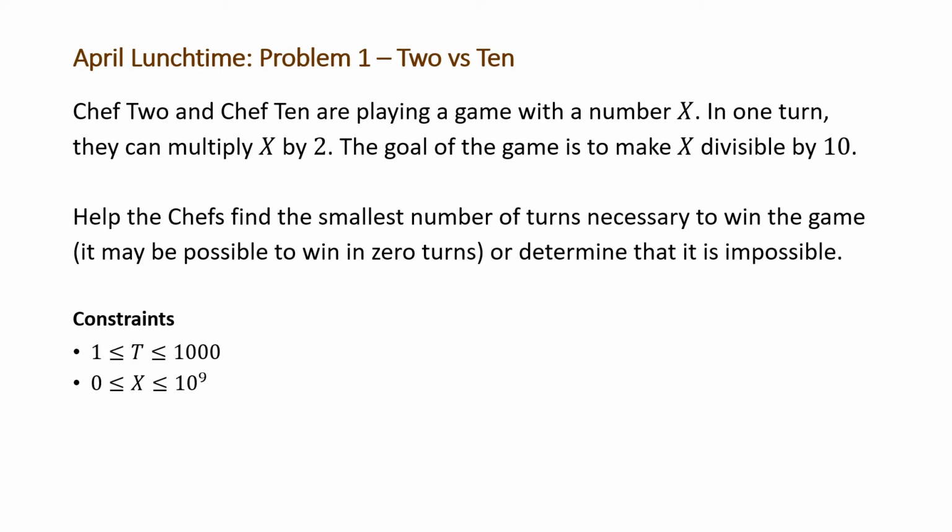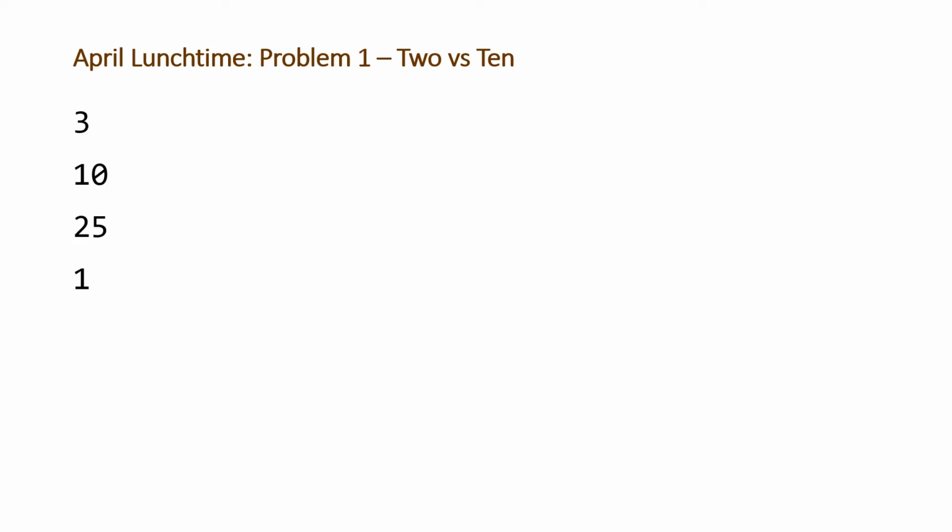So this problem is pretty straightforward, but it only had a 50% success rate. Let's take a look at how to solve it. Here is our input that CodeChef gives us. The first number 3 is n, the number of test cases, and then we have 10, 25, and 1, which are our values of x. Given this input, we should output the following. 10 is already divisible by 10, obviously, so it takes 0 turns. 25, if you multiply it by 2 once, gives us 50, and that's divisible by 10. And 1 will never be divisible by 10, regardless of how many times we multiply it by 2.